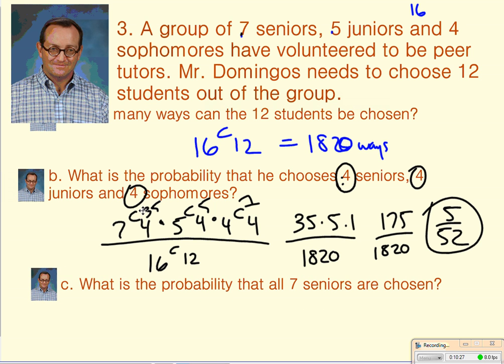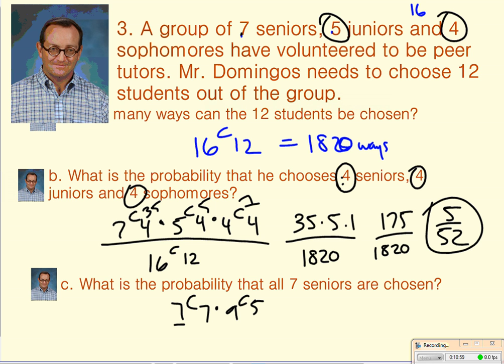What's the probability that all 7 seniors are chosen? So here's kind of the situation. Out of the 12 peer tutors, 7 of them got to be all 7 seniors. So that means out of 7 seniors, I've got to choose all 7 seniors. Now after that, I've got just what's left. So I've got 5 juniors and 4 sophomores. So that's 9 kids left for 5 other spots.